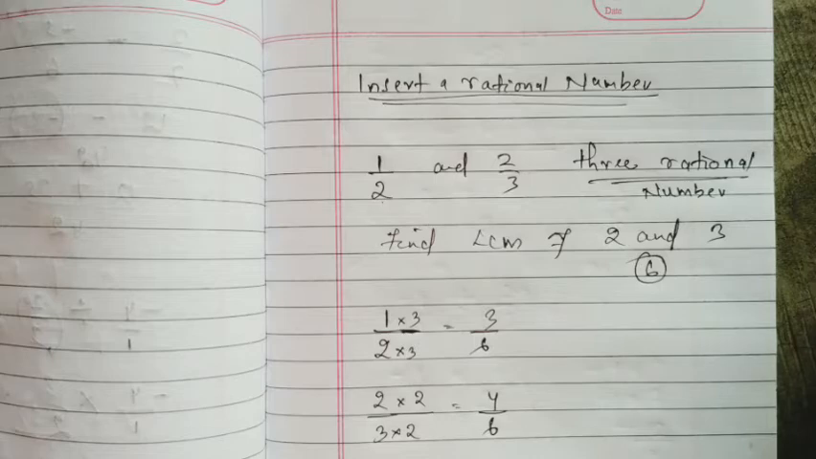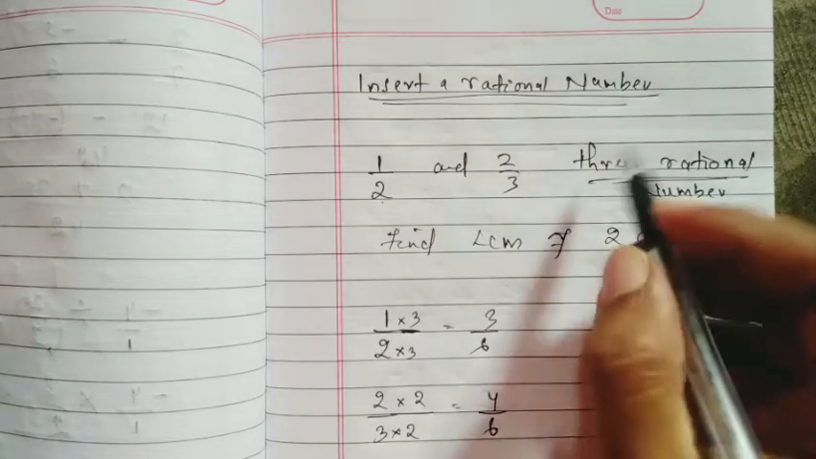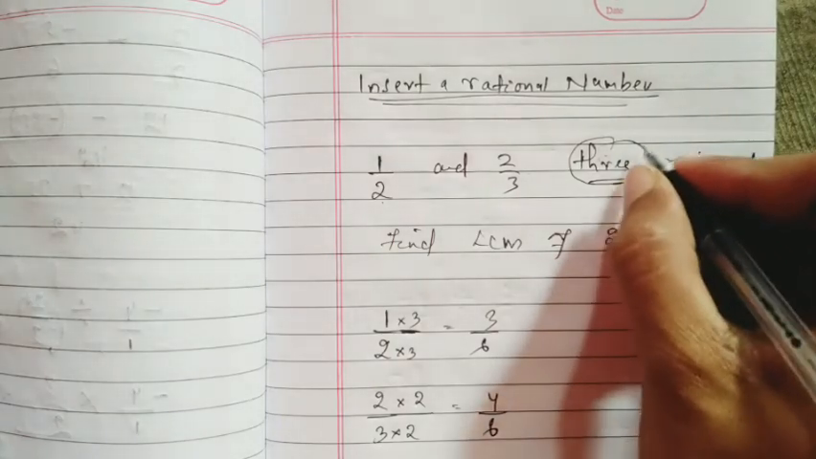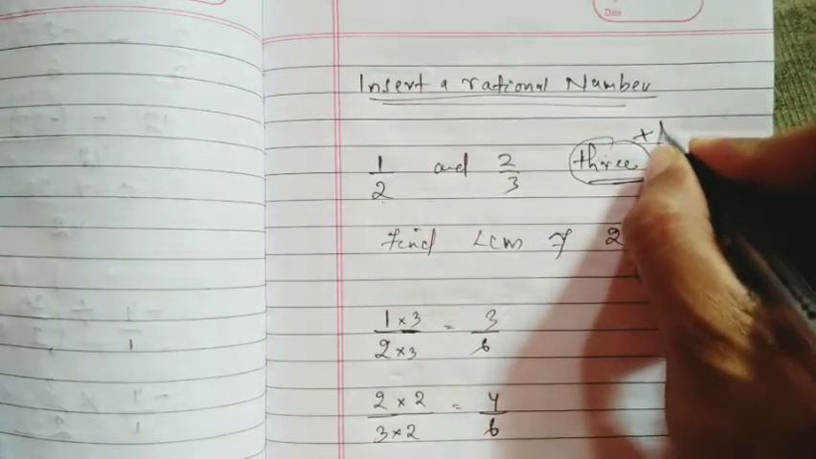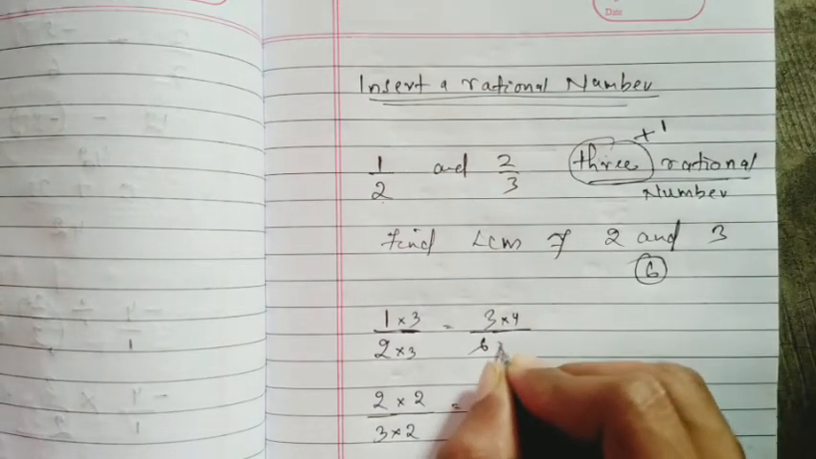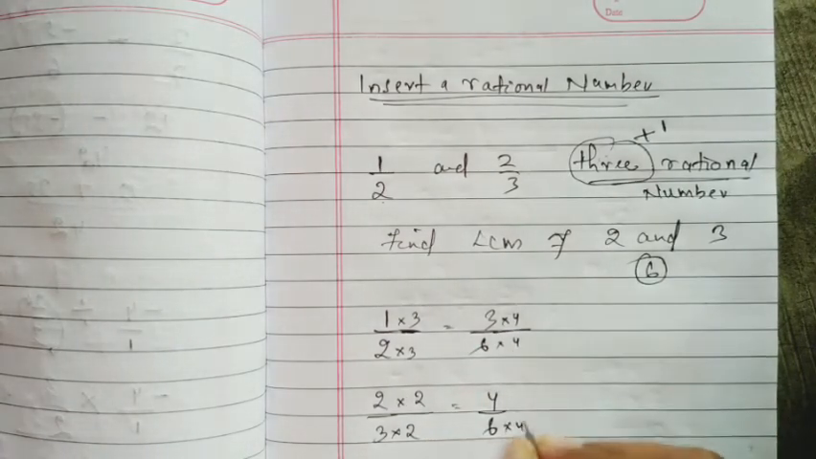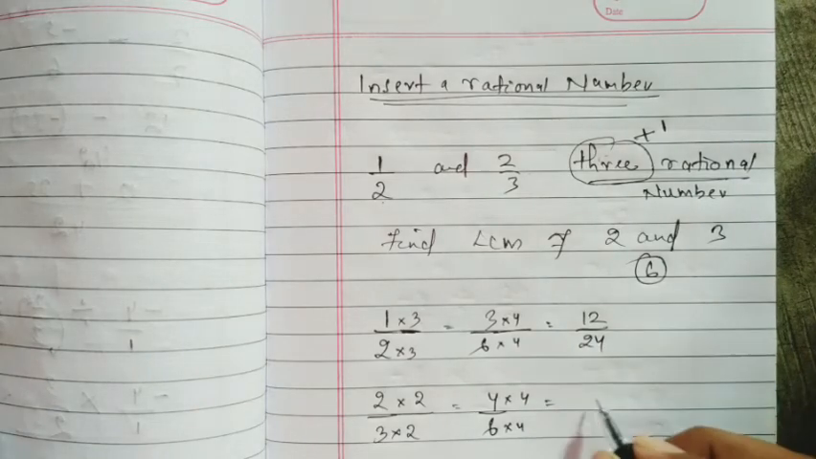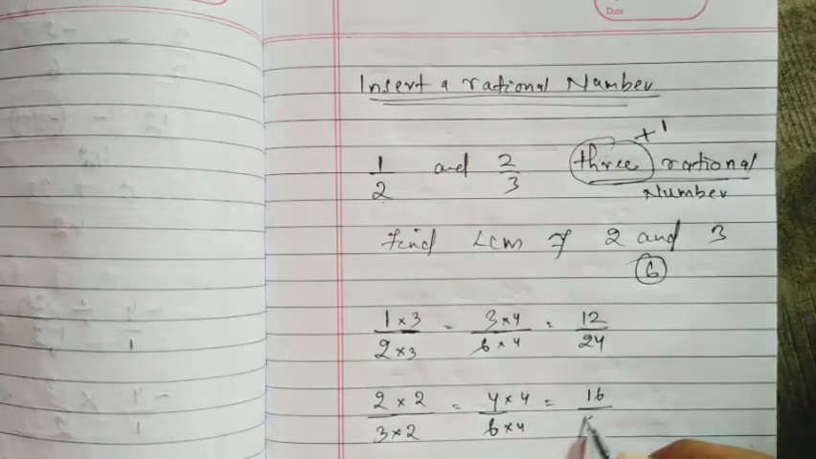After making the denominator the same, we have to find 3 rational numbers. So if you want to find 3 rational numbers, then you have to add 3 plus 1. What comes? 4. Then multiply with this 4. Okay, now what comes here? 12 by 24. And what comes here? 16 by 24.